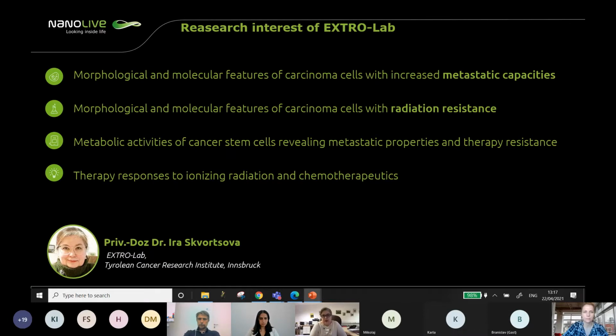We also work on chemoresistance, but since we belong to the Department of Radiation Oncology, radiation resistance is the first kind of interest. Additionally, we work on the metabolic activities of cancer stem cells, revealing metastatic properties and therapy resistance, because we generally believe that cancer stem cells could be a reason for radiation resistance and chemoresistance. And since we would like to overcome both kinds of resistance, we use different agents to kill therapy-resistant carcinoma cells, and therefore we would like to observe how our radiation-resistant cells respond to ionizing radiation and chemotherapeutics. Next slide, please.